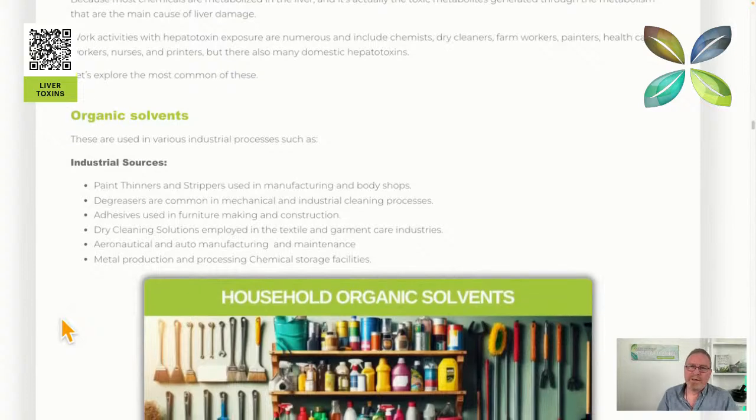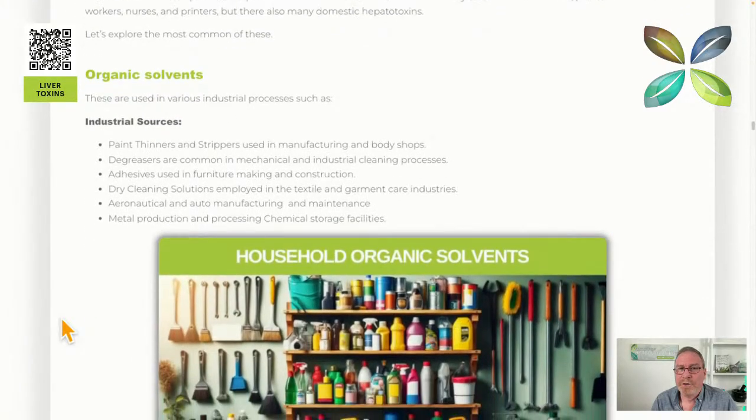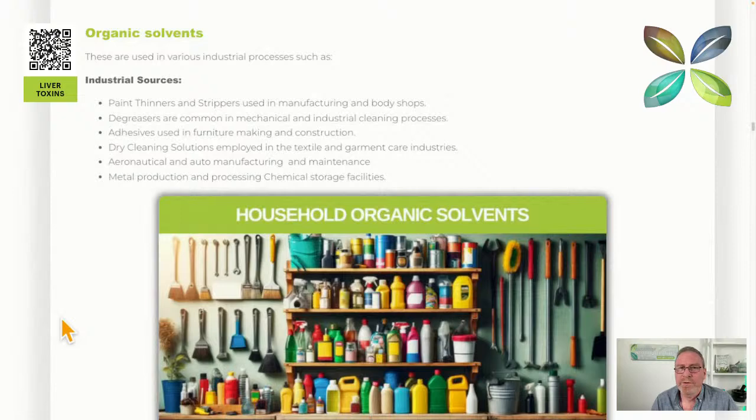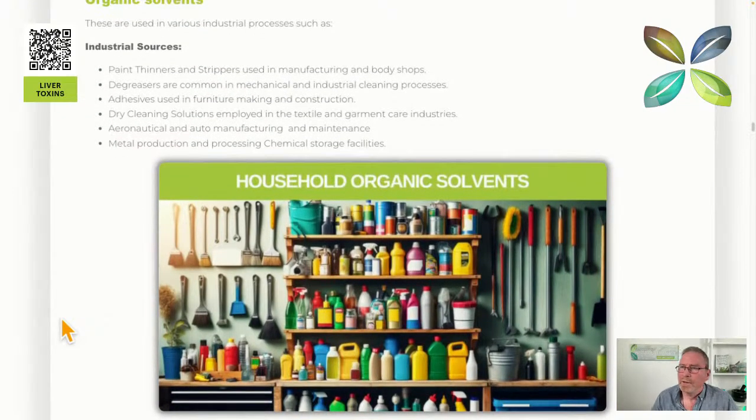And this is probably the largest category that we're exposed to. They're called organic solvents. These are solvents that you might find in your home. The surprising fact is that a lot of these toxins are probably in our homes. These include things, and I've just made a short list here as an example: paint thinners, degreasers, adhesives and glues, dry cleaning solutions, so cleaning compounds.